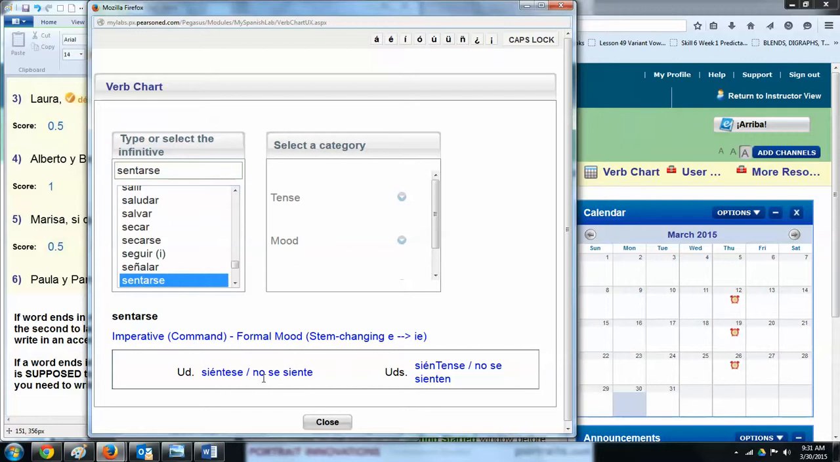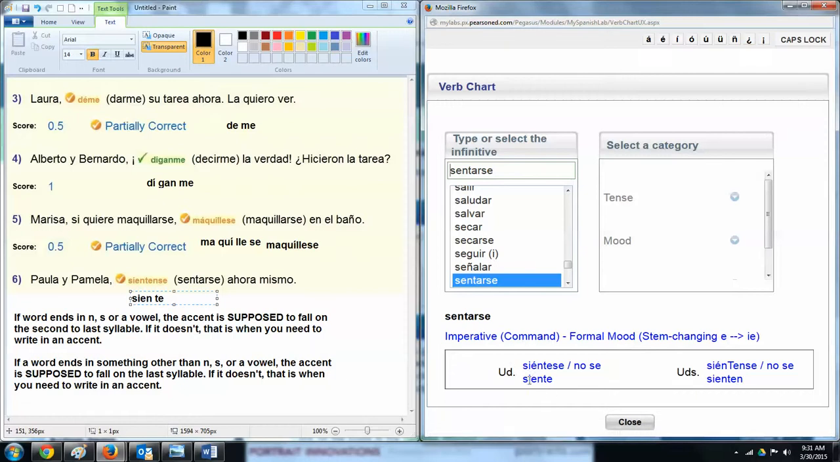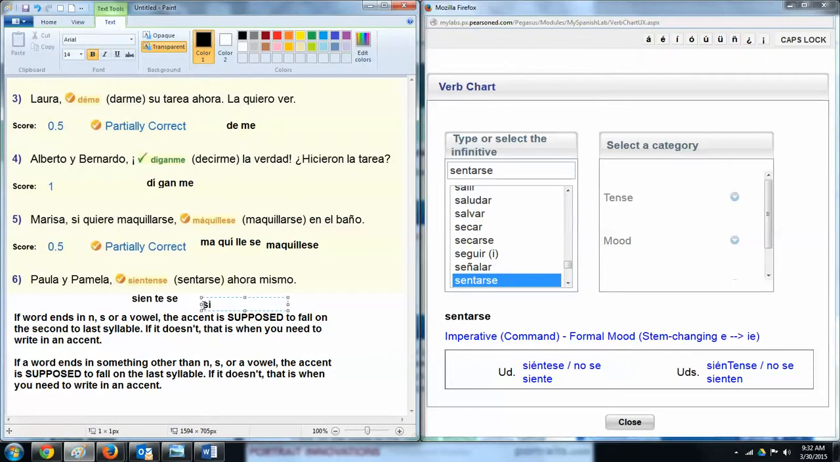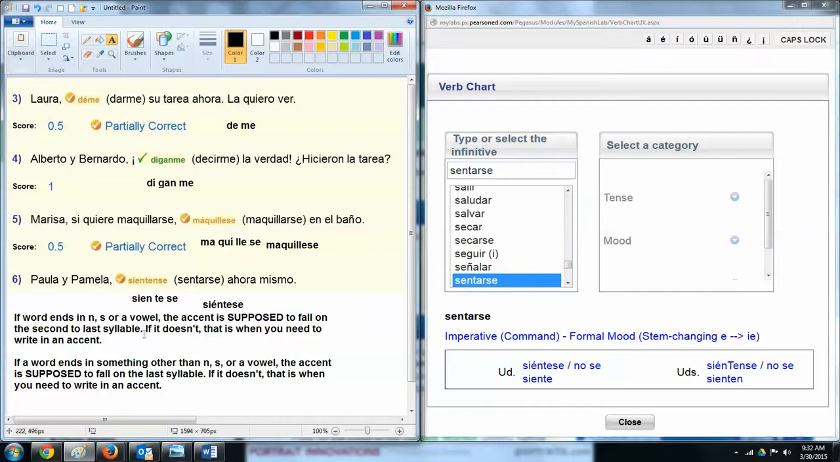Okay, so if you see it, when you write out sentar, it's siente. No se siente. Siente doesn't have an accent mark on it, but you'll notice they put an accent mark here. That's because in siente, the E is what gets accented. And so when you add the se, then I've made it longer and I have to write in the accent mark. And so it goes siéntese. Okay. So it's all about understanding accents.